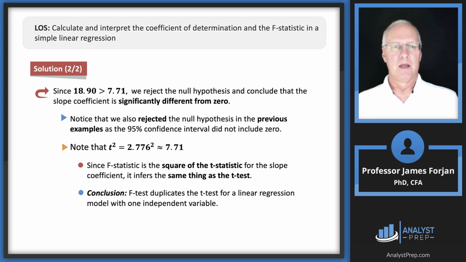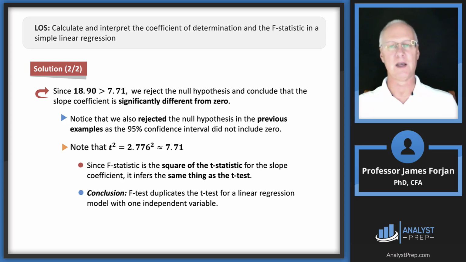All right, so here's a little bit of a summary. We rejected the null hypothesis, right? So what we can do is we can go back and say, what about the t value? Notice that the t was 4.3. If we square that, we get 18.5. So look at the two circle points. Since the F statistic is the square of the t statistic for the slope coefficient, it infers the same thing as the t-test. Conclusion: the F-test duplicates the t-test for a linear regression model with one independent variable.